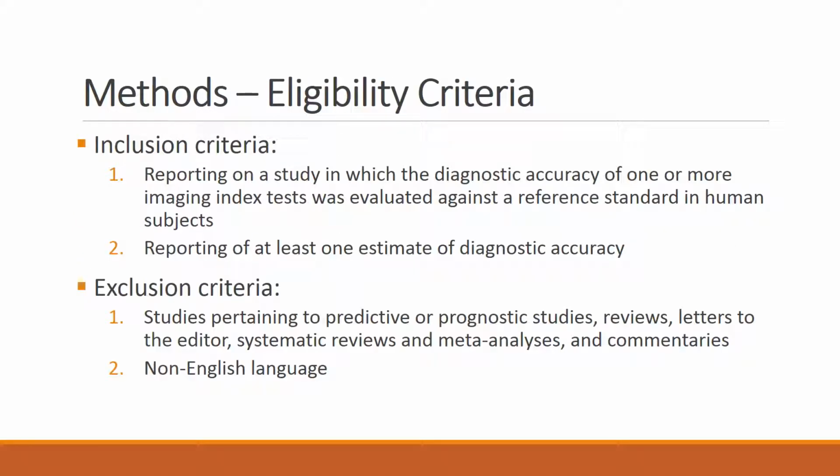Studies were included if they met the following inclusion criteria. 1. Reporting on a study in which the diagnostic accuracy of one or more imaging index tests was evaluated against the reference standard in human subjects. And 2. Reporting at least one estimate of diagnostic accuracy. We excluded predictive or prognostic studies, reviews, letters to the editor, systematic reviews and meta-analyses, commentaries, and studies published in languages other than English.